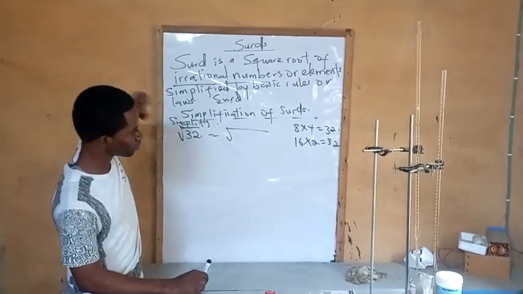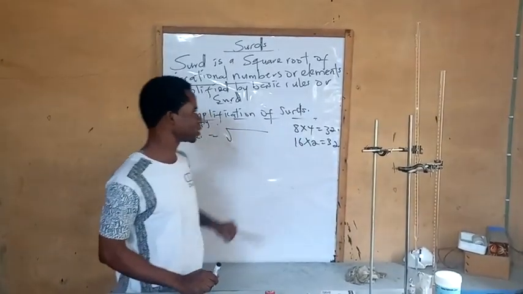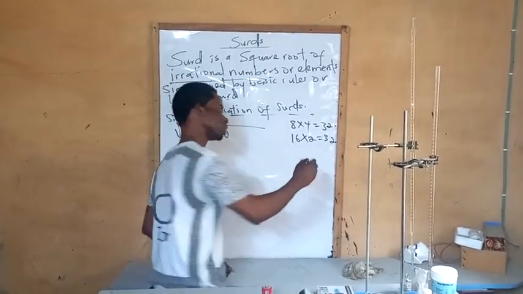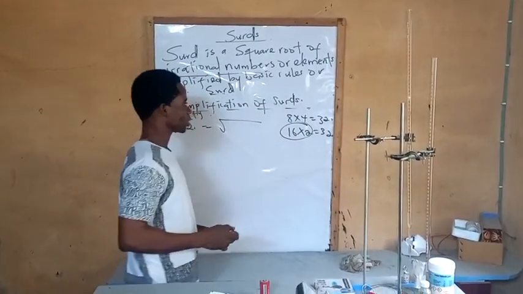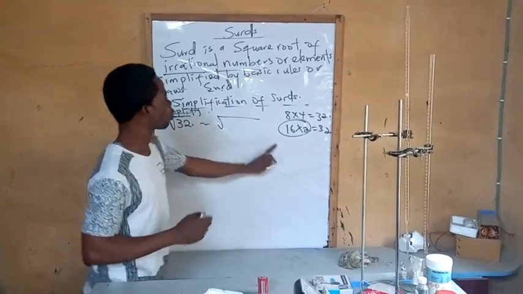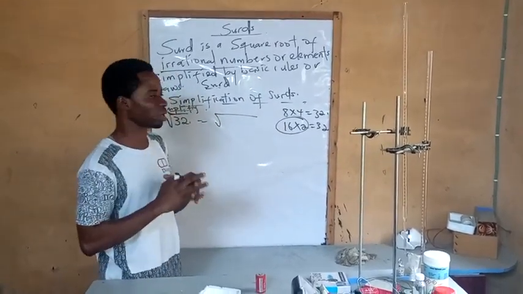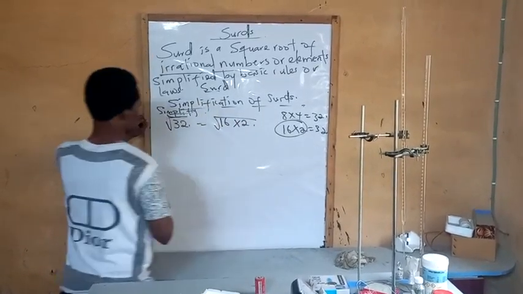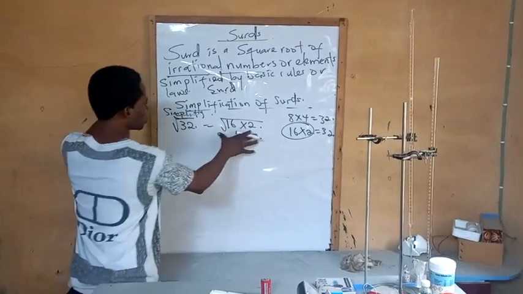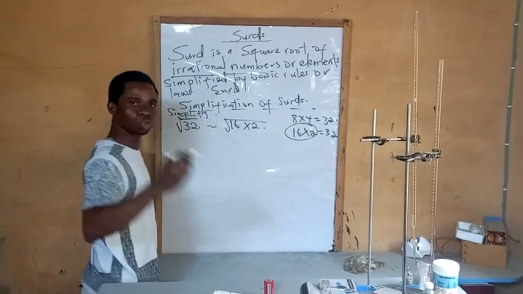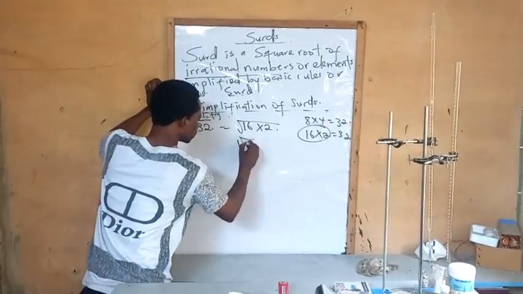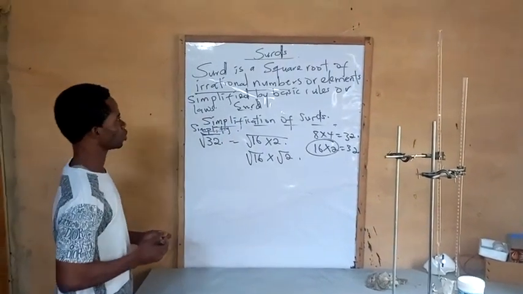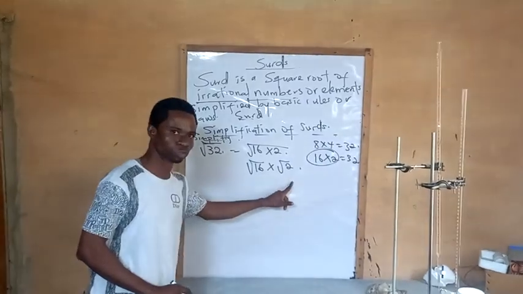Are you getting it now? If I want to simplify these, how will I simplify it? I will advise you to go for this one, and let me show you why. Even if you go for the other, we are still going to arrive at the same answer. If I say 16 times 2, I'm trying to split it down. So this square root that covers the 2, you are permitted to now do like this: square root of 16 times square root of 2.